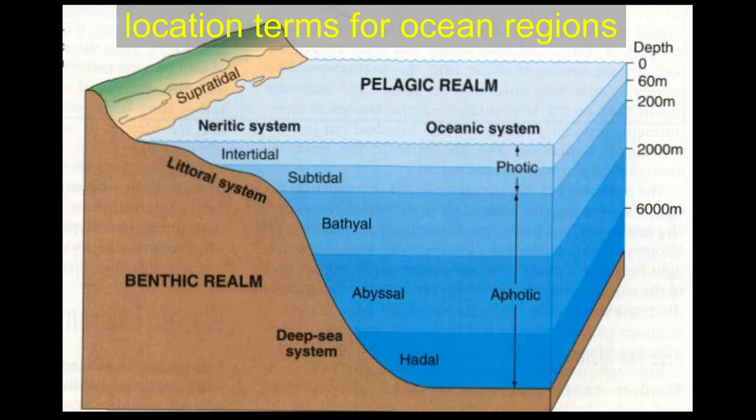Then we get down into the nearshore systems. So anything of or relating to the coast, anything near the coast, this could be the land, the terrestrial stuff that's near the coast, or it could be the wet part of the coast that's near the land, is coastal. And we use the term littoral for that. So littoral is of or relating to the coast. Neritic refers to being near to a continent, near to land. Oceanic, being far from land.